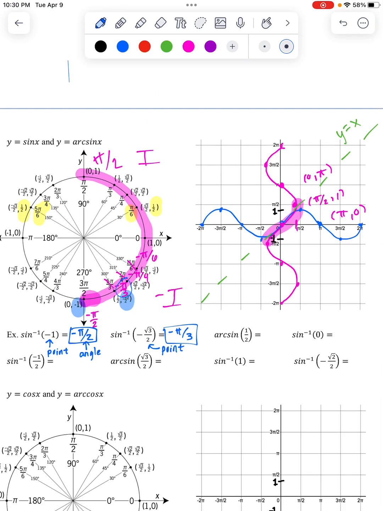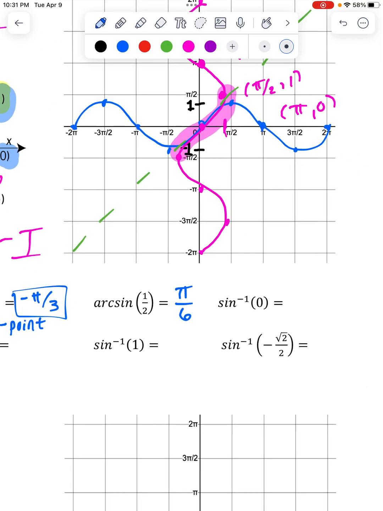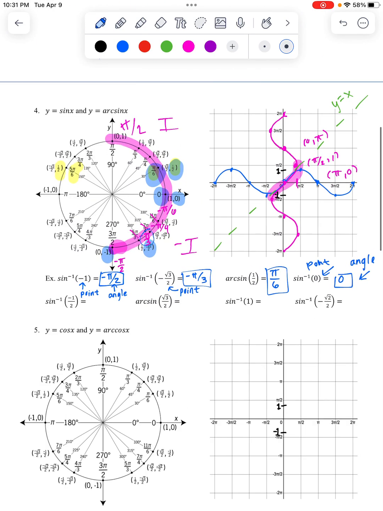Okay, I'll do 2 more for you. Arc sine of 1/2. So sine equals 1/2 here. My angle is pi over 6. That's my first quadrant. Arc sine of 0. So sine equals 0 here, and that's at the angle of 0. So remember, this is my angle. This is the point. Okay, I'm going to leave these last 4 for you all to do.